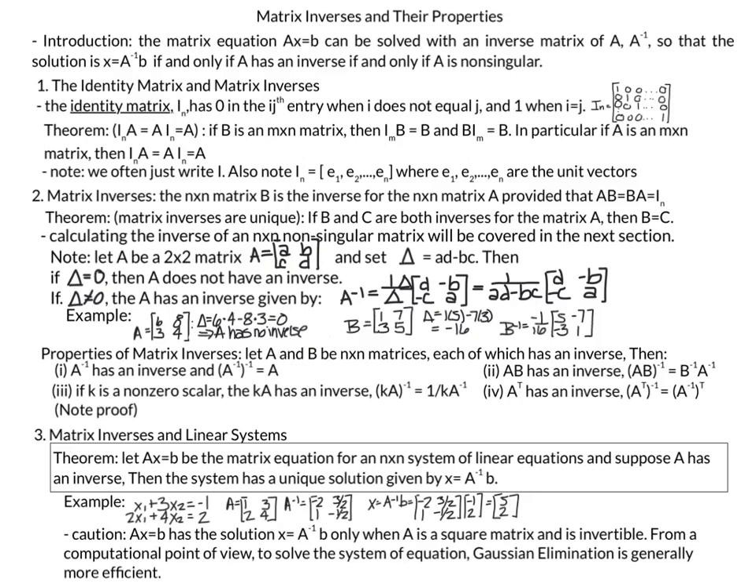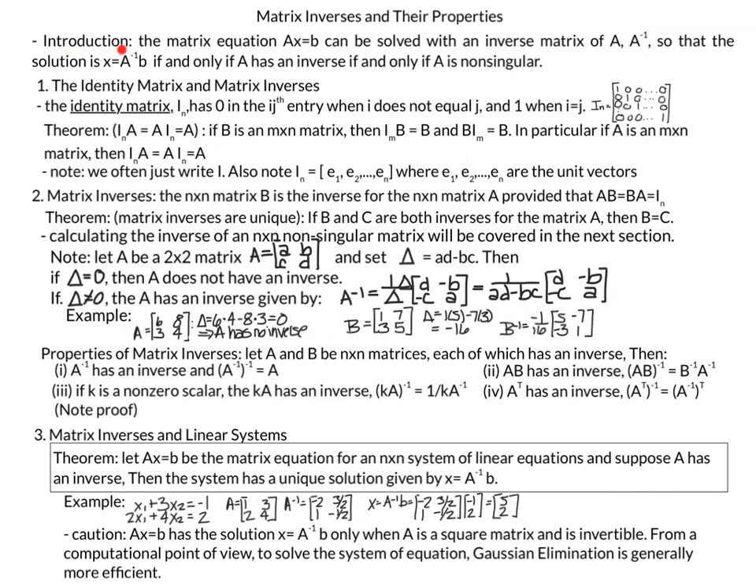In this video, we will talk about matrix inverses and their properties. We've already hinted that the matrix equation AX equals B can be solved with the inverse matrix of A, which we denote with A to the minus 1, so that the solution to this matrix equation is X is equal to A inverse times B.